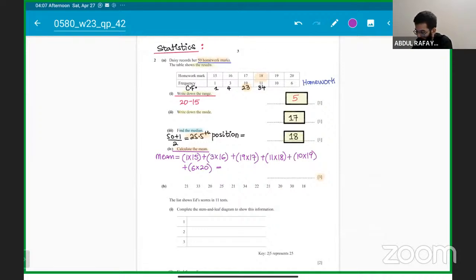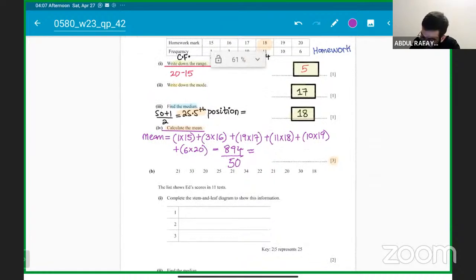Okay, 15 times of 3, 16 is 48, I believe, right? 15 plus 48. What is 19, 17, guys? Make sure don't make any silly mistake in the calculator. So you have to do it in the calculator. This calculator is allowed at the moment. Okay, 11 into 18, 10 into 19, and then you got it as 6 into 20. So we got that as 894, and 894 divided by 50 will be the answer. Okay, so 894 divided by 50, we got that as 17.88.